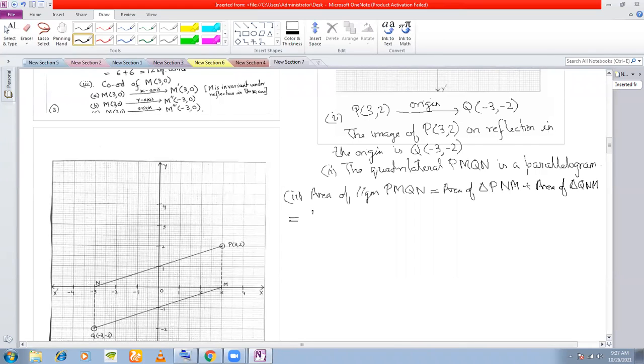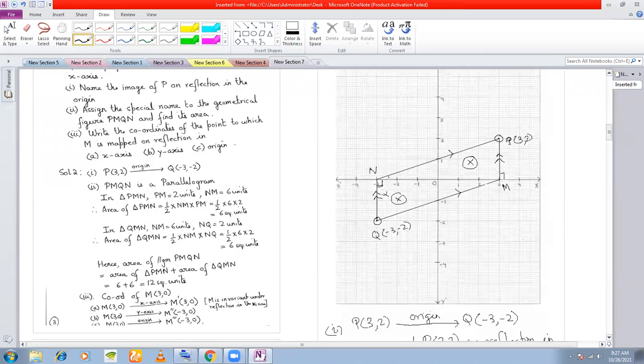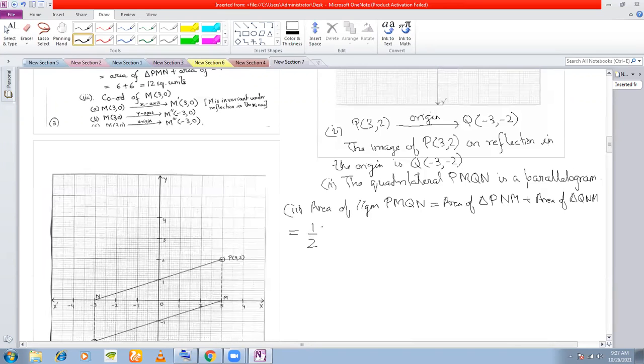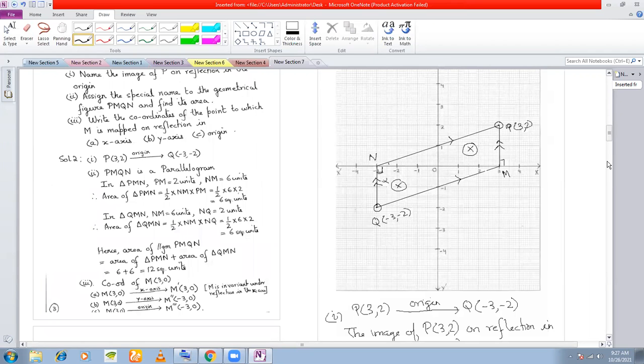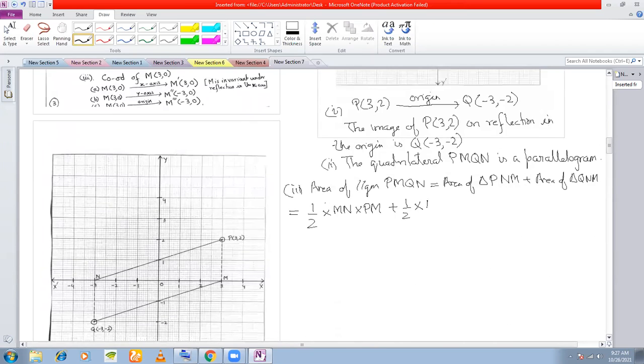Okay. Now first, area of triangle PNM. Base and height. MN is the base, PM is the height. Area is half times MN times PM. If you see the other triangle, the lower triangle, MN is the base and QN is the height. This is the area of this lower triangle.